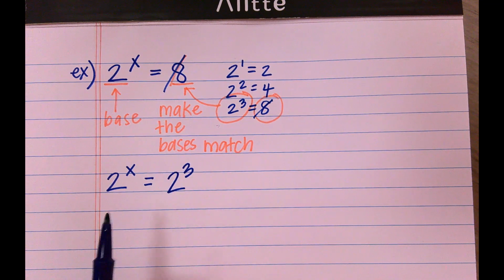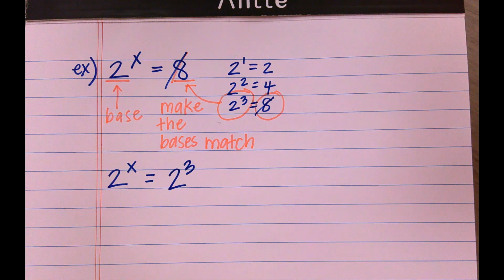Have we followed to this point? It's a little tricky. It's a little bit confusing. It's totally different than what we've been doing. So once you get the answer, you just rewrite the problem like that. We're going to rewrite it just like this. So we've made the bases match, and now we've got it rewritten.